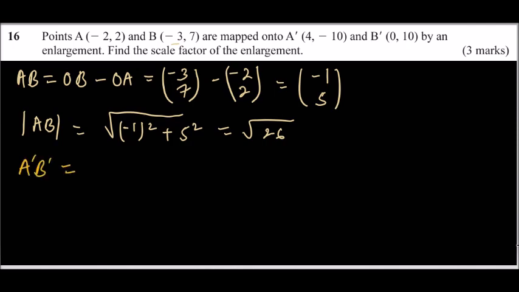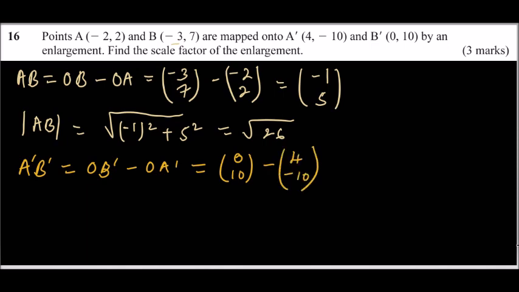It is equal to OB prime minus OA prime, which we just invert, and we write it in column form, that is 0, 10, minus OA, which is 4, minus 10. That gives you 0 minus 4, that is minus 4, and 10 minus minus 10 is 10 plus 10, that will give you 20. So those are the magnitudes of A and B.